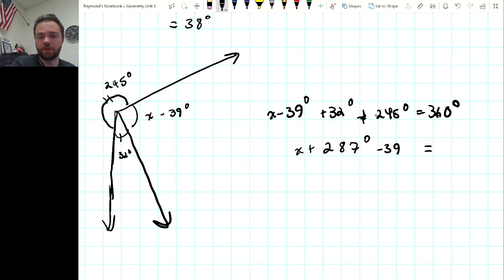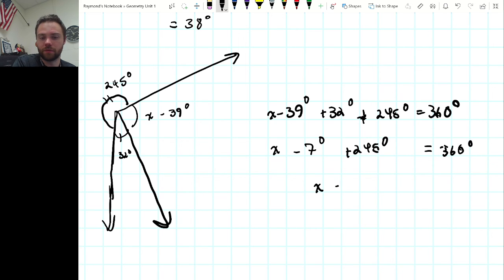So I added those two together. Probably would have been better just to do negative 7. Yeah, let's do that. That looks easier. Negative 39 plus 32 is actually going to be negative 7. So I'm just kind of problem solving here. Plus 245 equals 360. And what I've got here is 245 minus 7. That's going to be 238. So x plus 238 degrees equals 360.